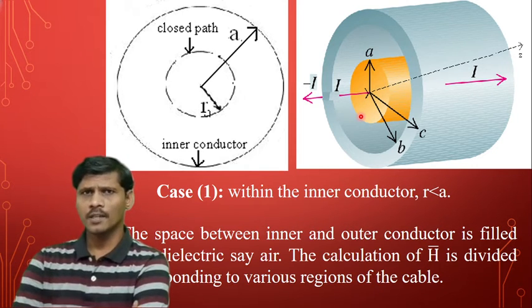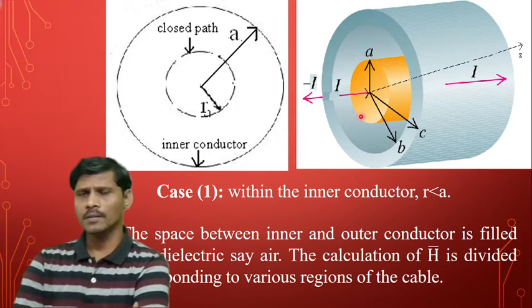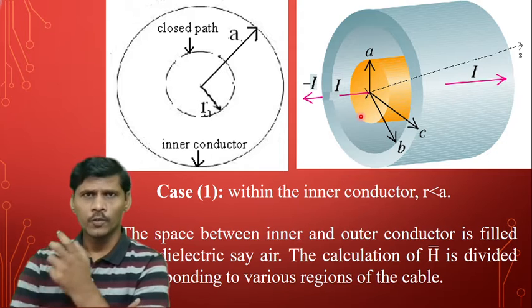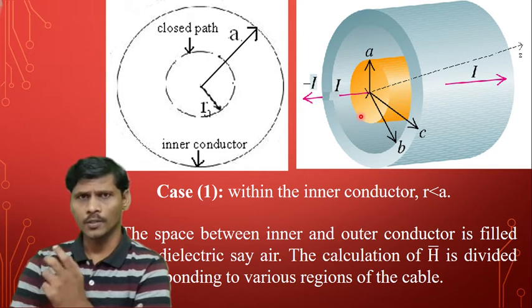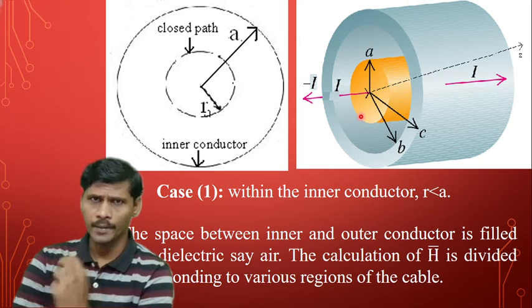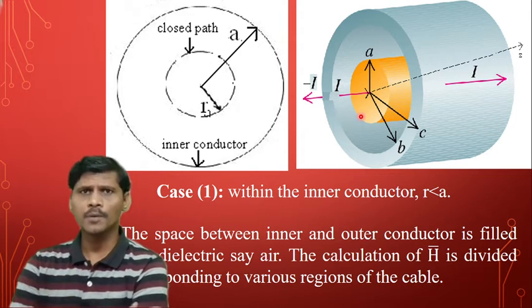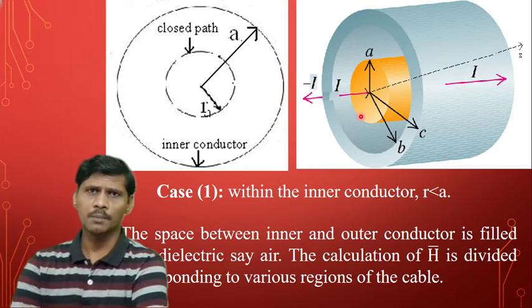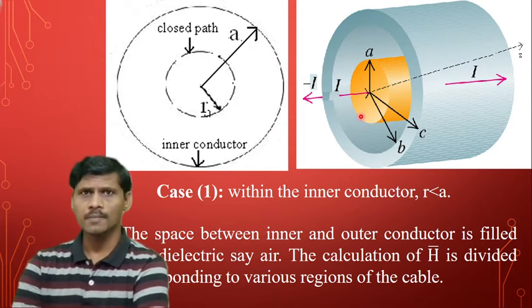So consider the closed path or Amperean path. When we are applying Ampere's circuital law, we must consider an Amperean path. The Amperean path radius is small r meters. The magnetic field intensity can be determined in different cases.